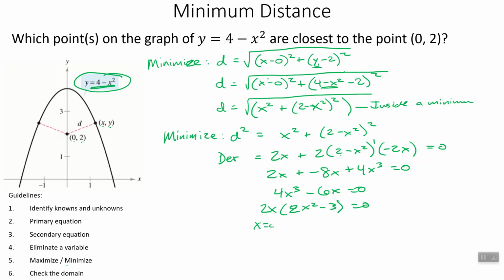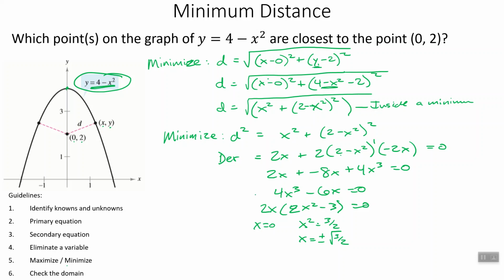So from this guy, we're going to get x equals 0. Interesting. That's probably going to be the max for this little section here. From between here and here, that's going to be the farthest point away. But we'll check on that later. From this guy, we're going to get x squared equals 3 over 2. So x equals plus or minus the square root of 3 over 2.